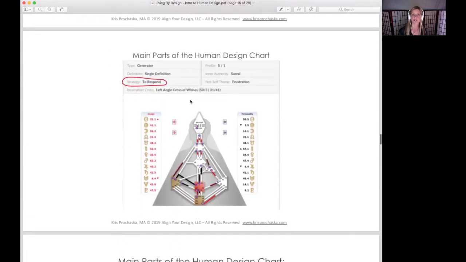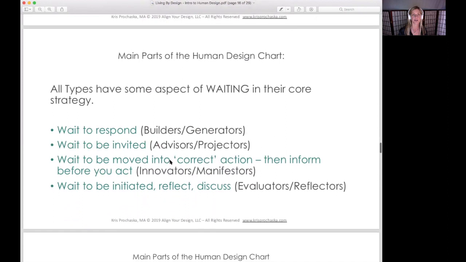Then we have the strategy. And what I've done here is just shown you that all types have some aspect of waiting in their core strategy. So for us builders or generators, it's wait to respond. For the advisors or projectors, it's wait to be invited. For the innovators or manifestors, it's wait to be moved into, quote, correct action, and then inform others before you act. And then for the evaluators or reflectors, it's wait to be initiated, reflect, and discuss. Now, this is a huge topic, one that could be an entire show on its own.